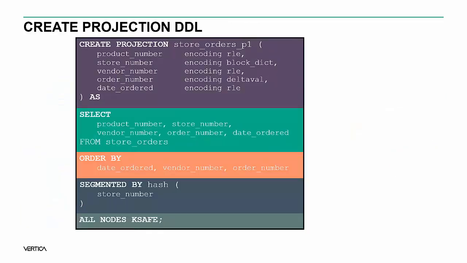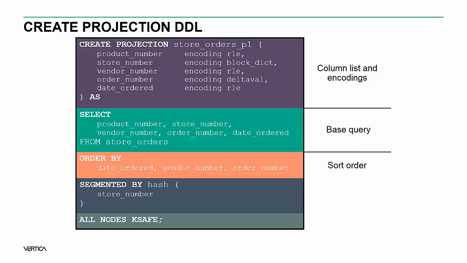Here's an example projection DDL created by the DBD. It shows the columns that will be used in the projection, as well as the encoding method for each column, the base table from which the column values will be selected, the sorting information for the projection, the segmentation key or keys for the projection, and the case safety information for the projection.